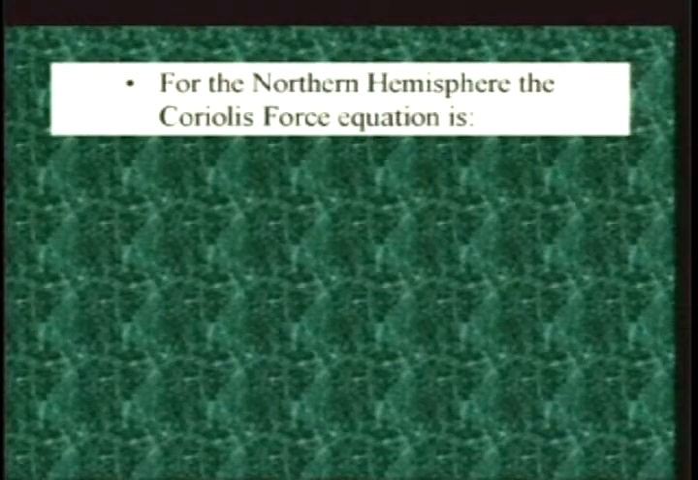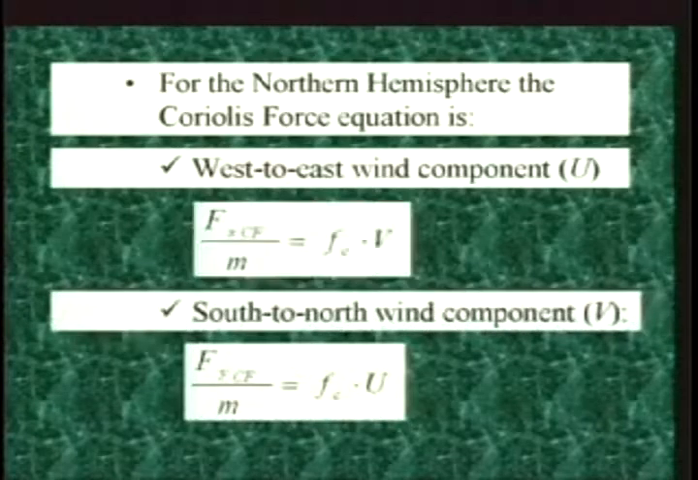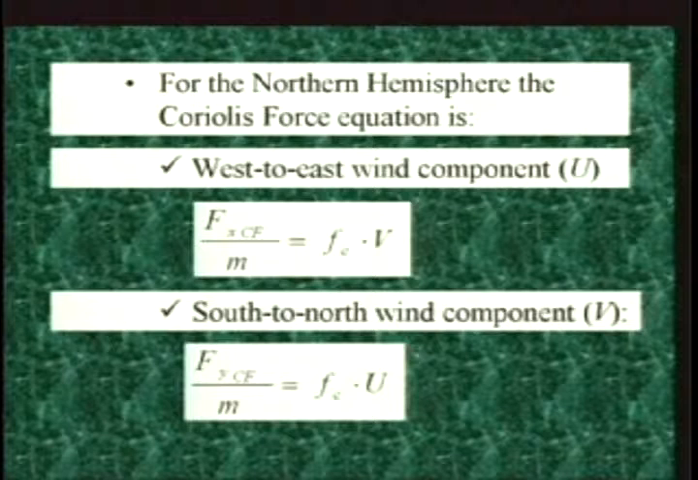For the northern hemisphere, the Coriolis equation, well, those were all out of order, is as follows. So ignore all that other stuff. That's just how Coriolis force is found or determined. Just giving you some background information. These are the actual equations that go into that net force that we started with. Again, there's two, one for east to west, one for north to south.